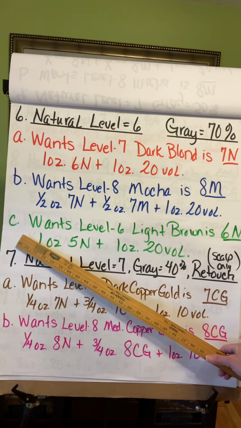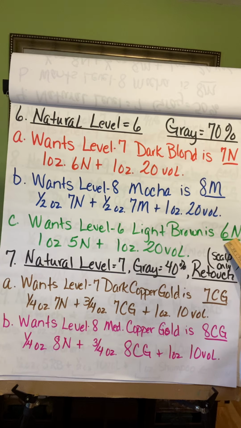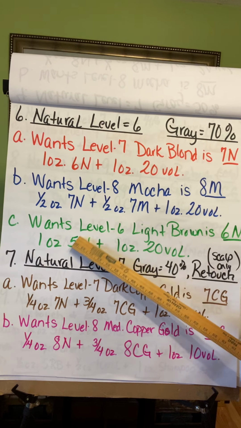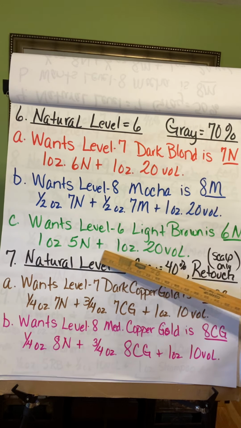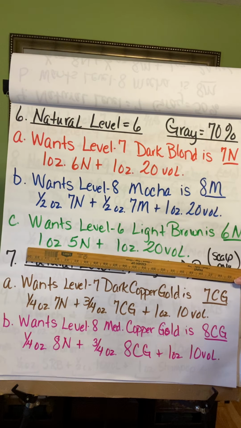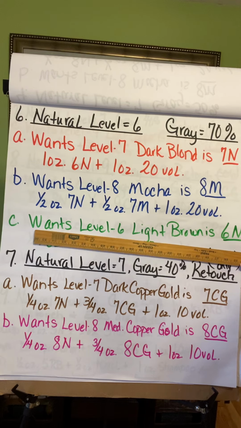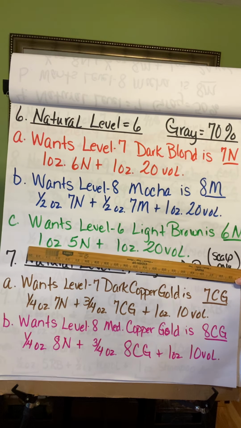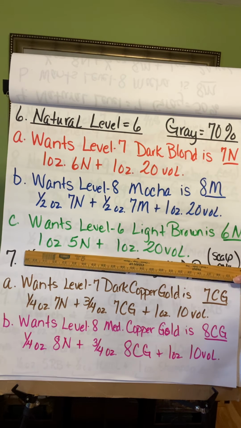All right, so C6C, she wants to be a level 6. She's light, which is light brown, and it's written as 6N. So because she's 70% gray, I got to formulate it 1 whole level darker. So my formula is going to be 1 ounce of 5N plus 1 ounce of 20 volume. Do not put 6 natural in this formula. If you put 6 natural in the formula, it's going to make it too light. She wants to be a level 6. Okay? So you're formulating a whole level, so you got to be consistent. A whole level darker. 1 ounce of 5N plus 1 ounce of 20 volume developer.